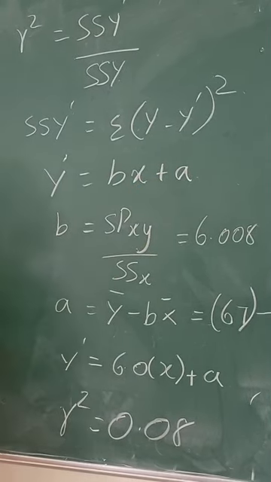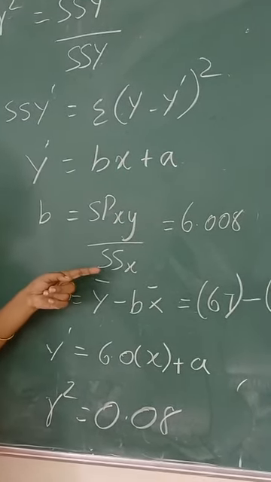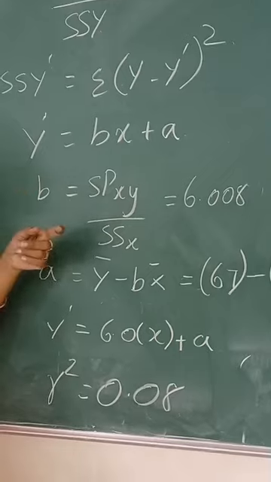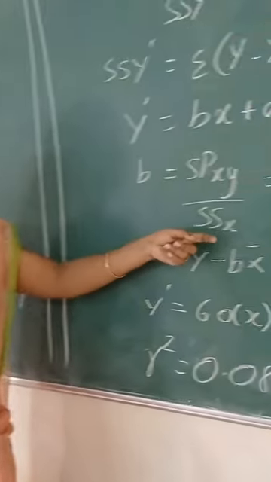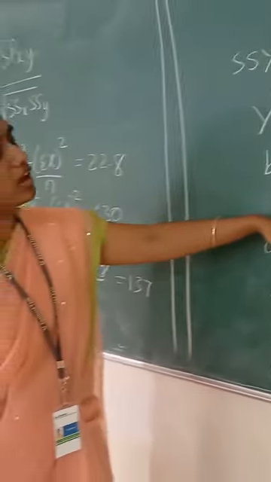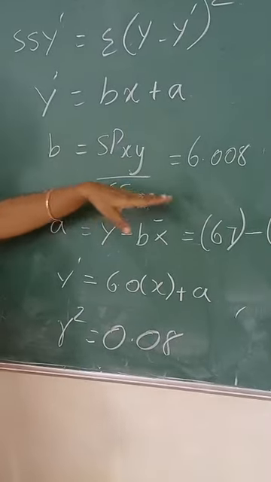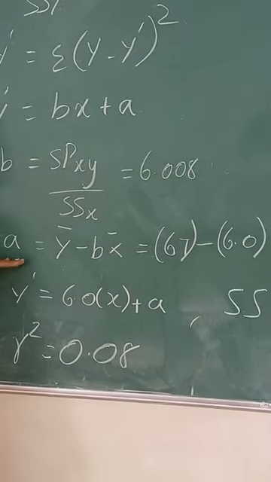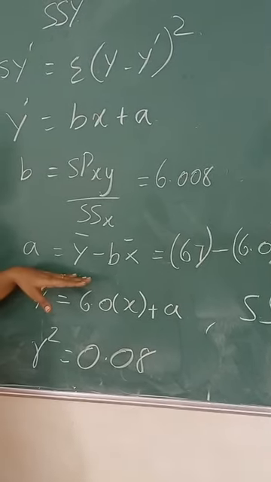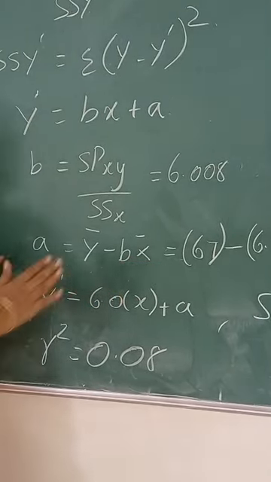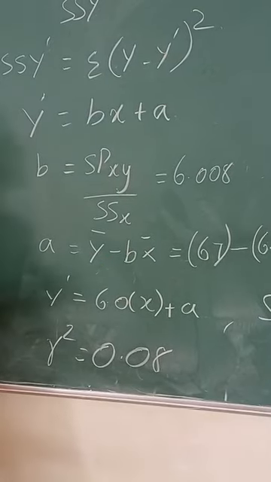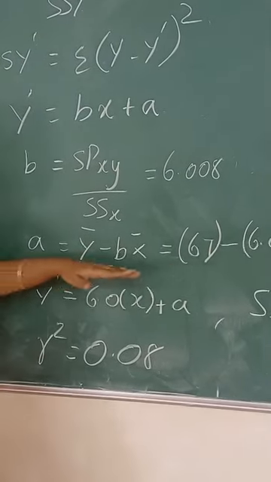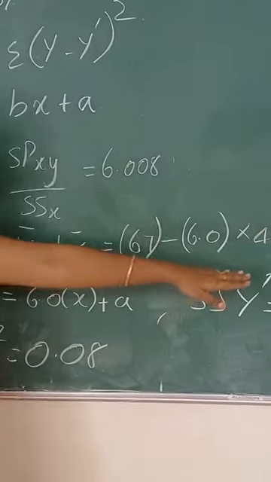For b, the value will be SPxy divided by SSx. We already found the value of SPxy in our previous video, so please go and check it. Next is SSx, which we also have to find. After substituting the values, you will get the value of b. Next is the value of a. a's formula is y mean minus b times x mean. The mean is the sum of values divided by the total number of values. Here y mean is 67 and x mean is 48.